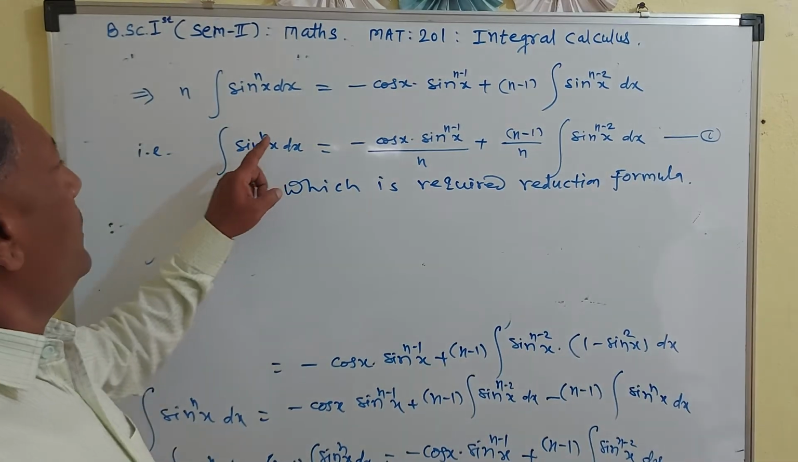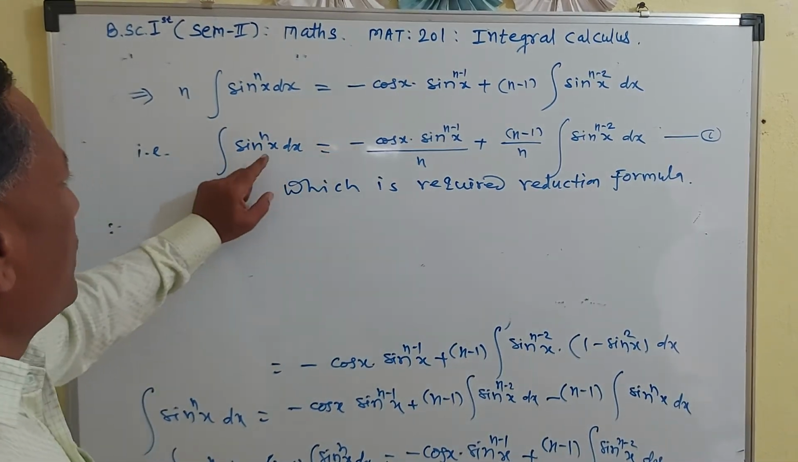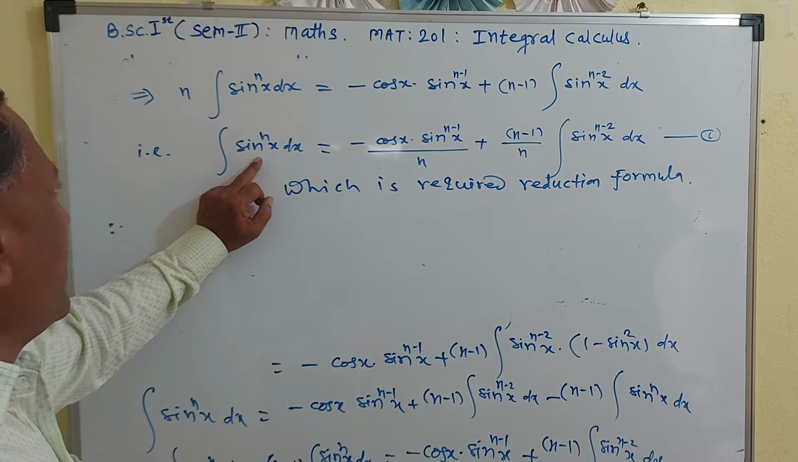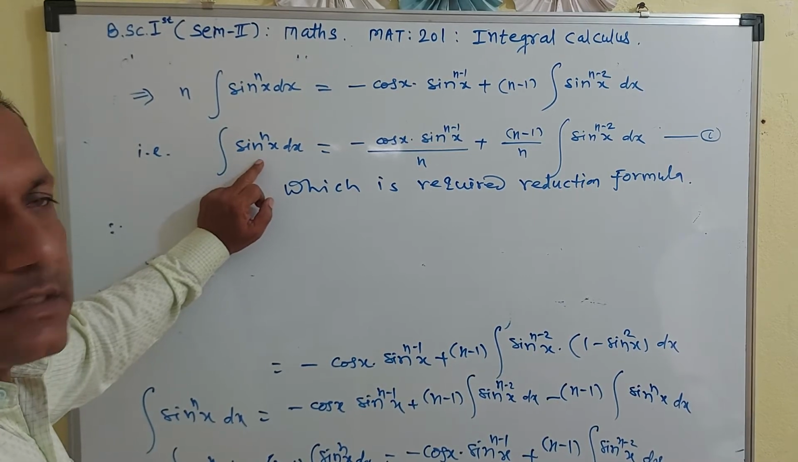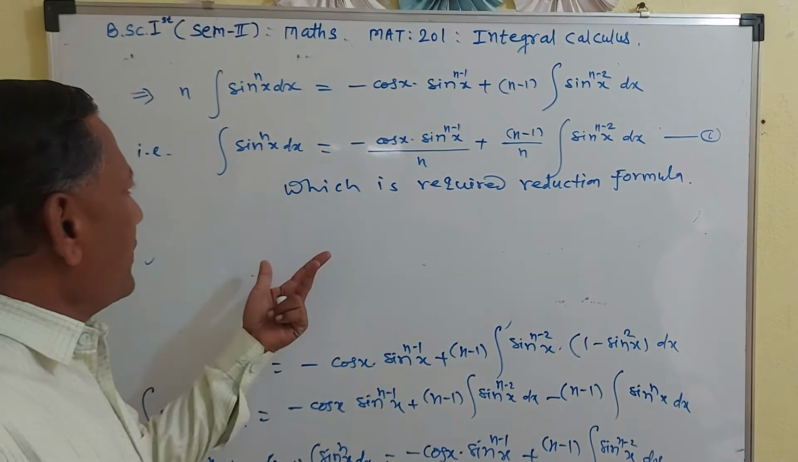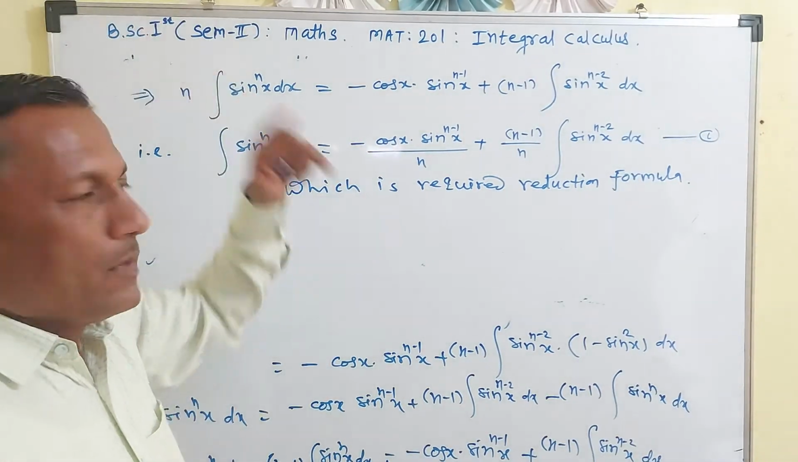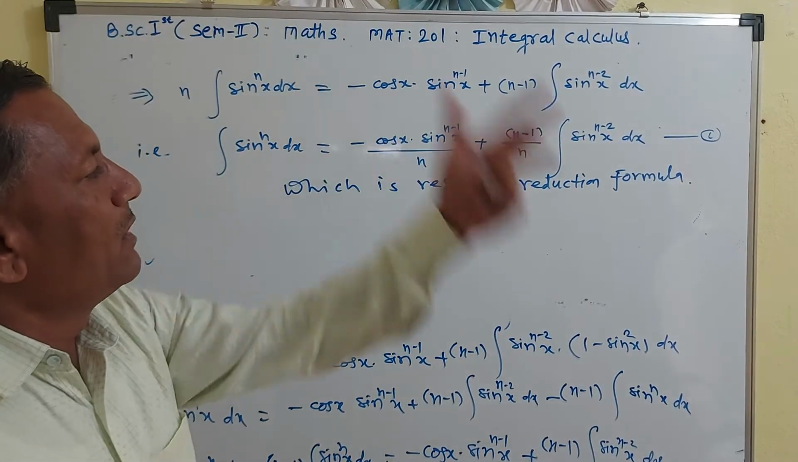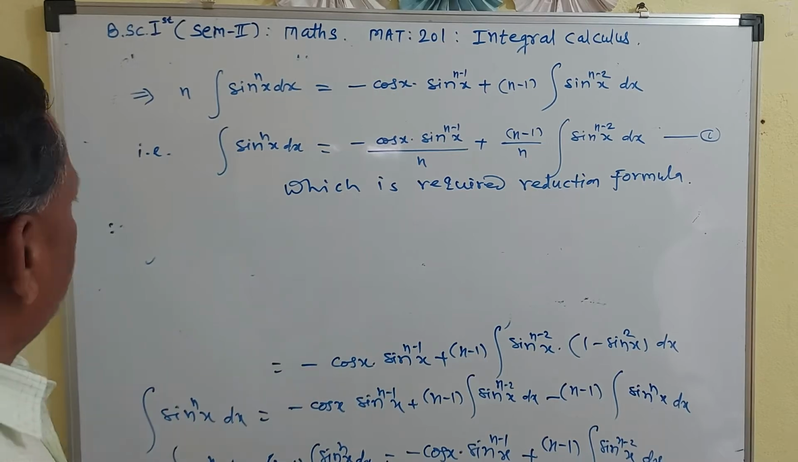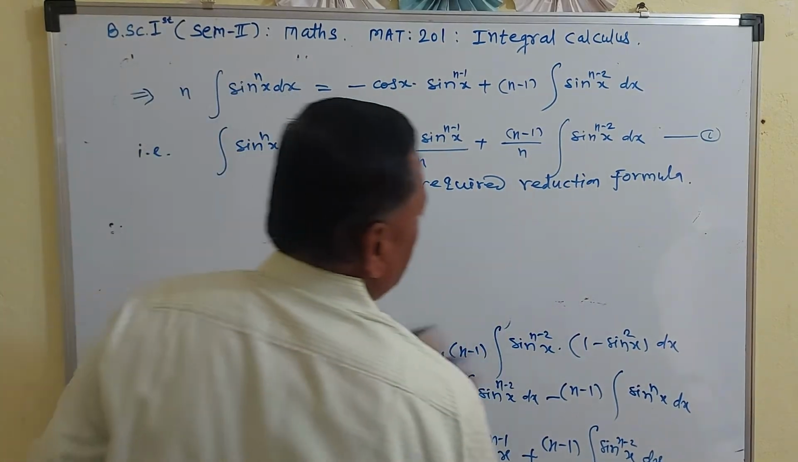Now using this reduction formula, for n is equal to 2, meaning sin square x, sin cube x, sin^4 x, sin^5 x, sin^7 x, 8x, 9x, 10x, you can obtain the value of that particular integral.